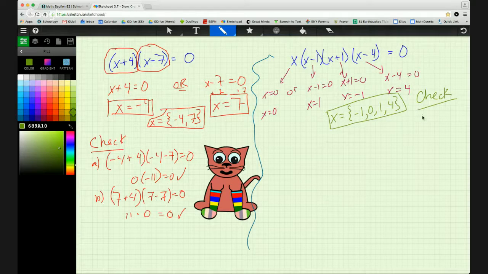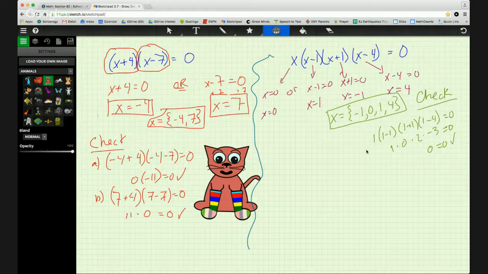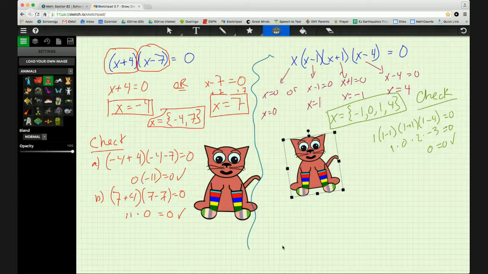And, well, let's just check one of them. Let's see that 1 works. So if 1 works, we have to plug in a 1 for x. And so we get 1 times 1 minus 1 times 1 plus 1 times 1 minus 4 equals 0. So 1 times 0 times 2 times negative 3 equals 0. Yeah, because 1 times 0 is 0, 0 times 2 is 0, times negative 3 is 0. So 0 equals 0. Check. Happy cat. Good. All right.